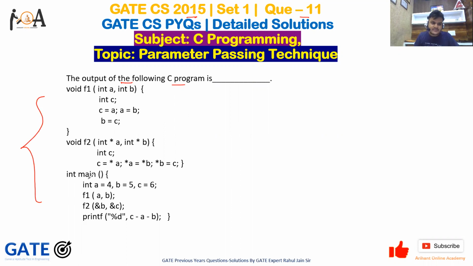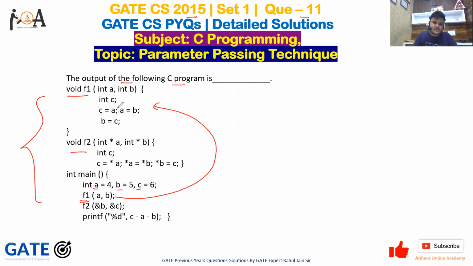If you see here, the main function is starting from here. We have two functions, void f1 and void f2. The first time, the variables a, b, and c are initialized here. Thereafter, we are calling function f1. So from here, we will go to here, but nothing will change.